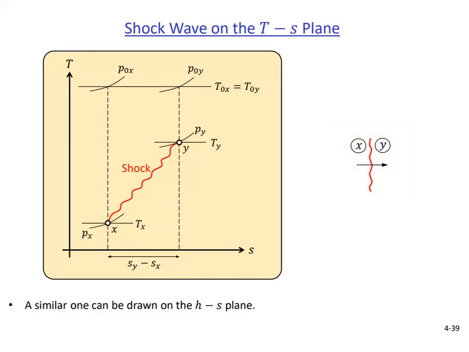Pressure also increases across the shock. The process is non-isentropic, causing entropy increase. State Y has higher entropy than state X. As seen, both states have the same stagnation temperature, but their stagnation pressures are different.